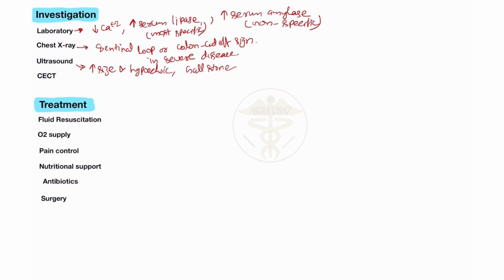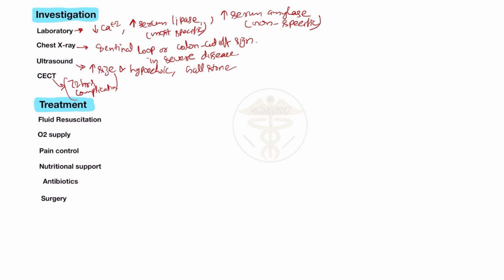What is the CECT? You all know, it is the CT scan. The CT scan is the investigation of choice for acute pancreatitis, as I already discussed for acute appendicitis. But it is mostly done after 72 hours of complication. Mostly at 72 hours of complication you will do the CT scan of the pancreas.